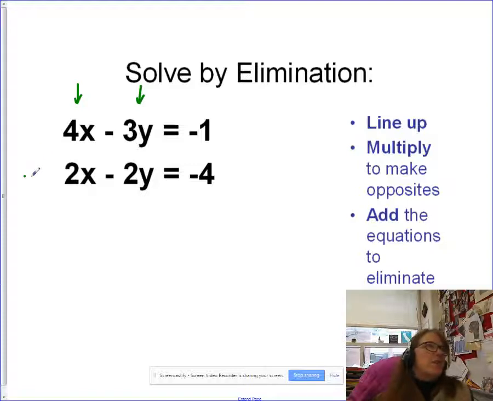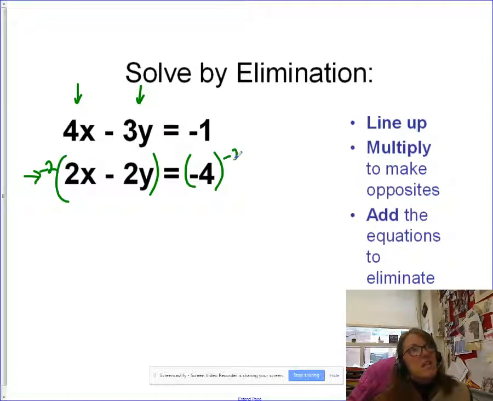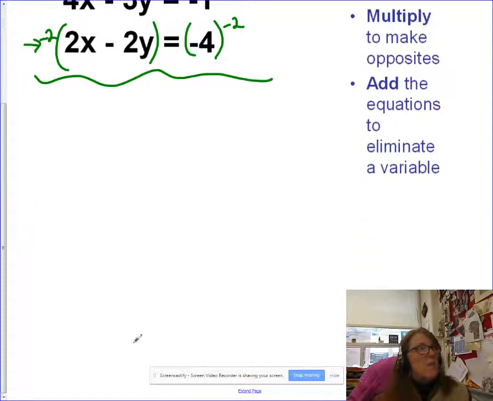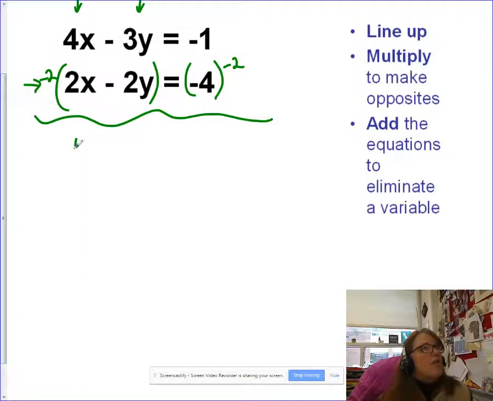I'm going to focus in on this equation. What I'm going to do is multiply this equation by negative 2, because then in one step, I'm going to create an x coefficient of negative 4, and then I can add them together and wipe out. So the first equation for me is going to stay the same. I'm going to write it again. 4x minus 3y equals negative 1.